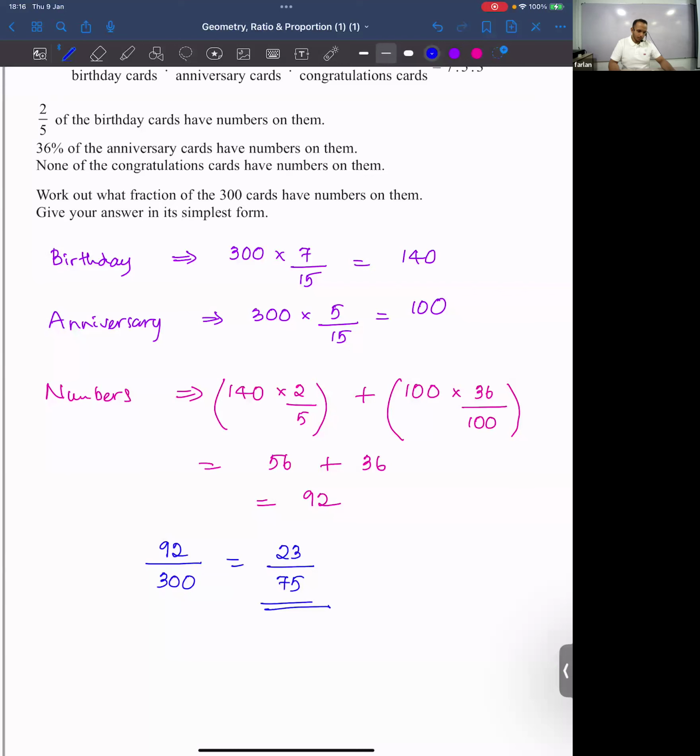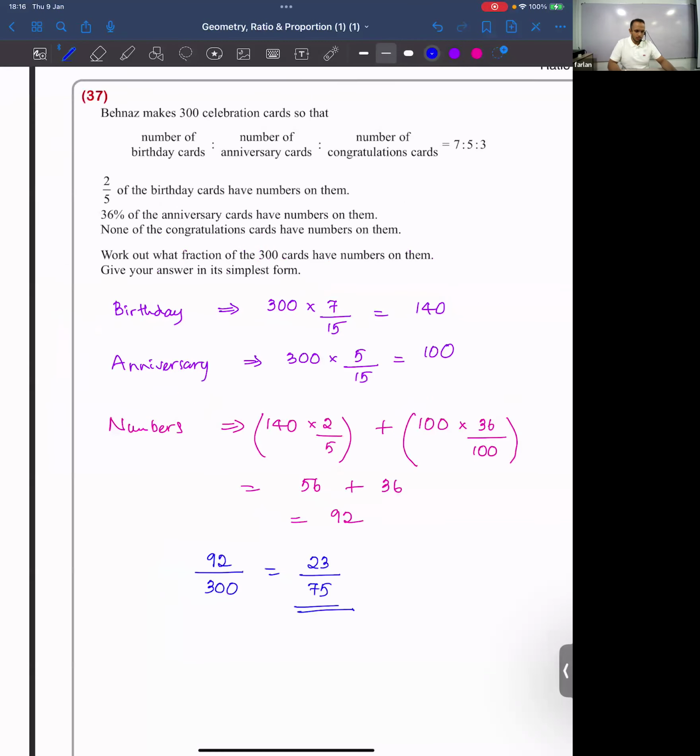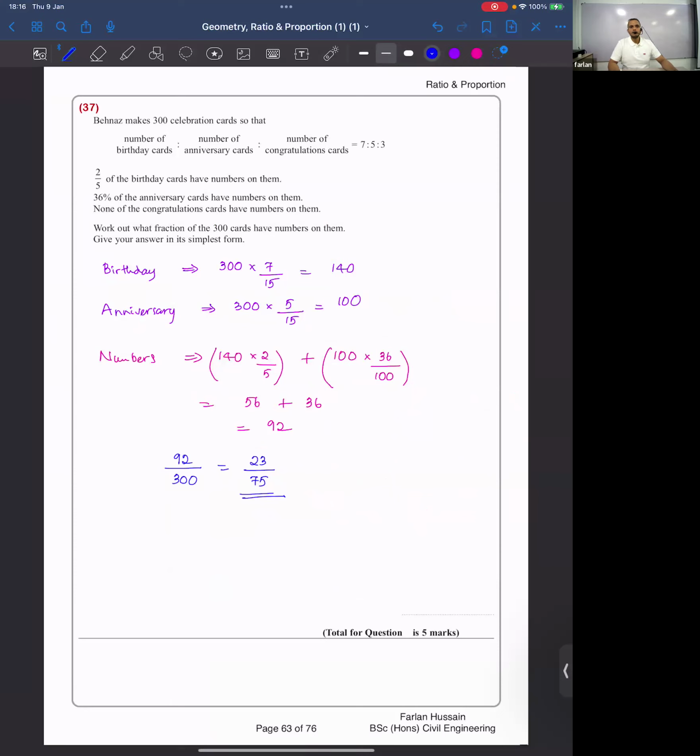Since they're asking for a fraction, work out what fraction of 300 cards have numbers on it. Is that okay? Yes.